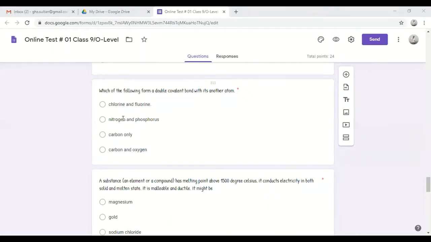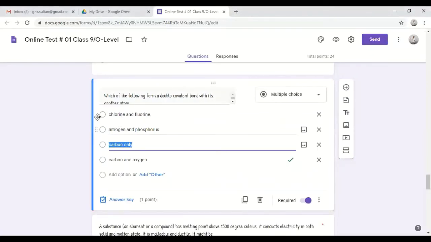Nitrogen can form a double or triple covalent bond with another nitrogen atom, but phosphorus cannot. Carbon only: because of the word "only", this option is wrong. So it is not the correct answer. Carbon and oxygen: yes, it is the correct answer.